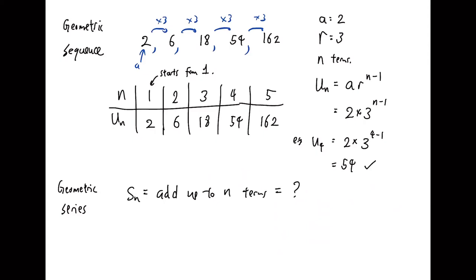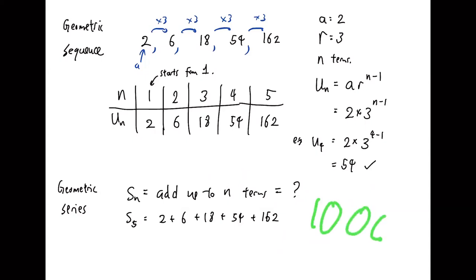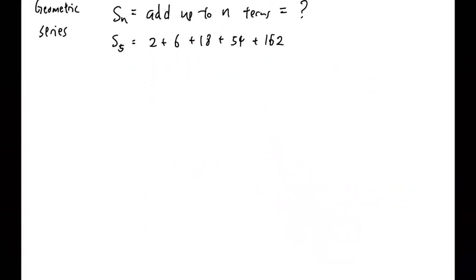What's the fancy formula for it? Let's do an exploration. Let's say we want S5 in this case, which is 2 plus 6 plus 18 plus 54 plus 162. Of course, you can use a calculator to key in manually, but the main point is that it is a bit too long-winded. If the number becomes 1000 whatever, very, very big, then it's impossible. So we need to come up with a formula for it.